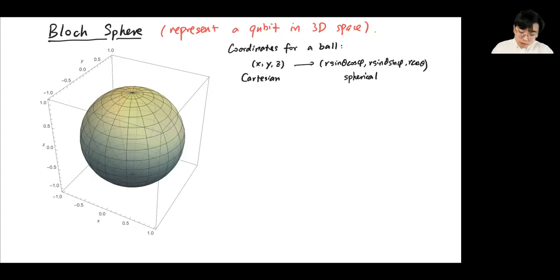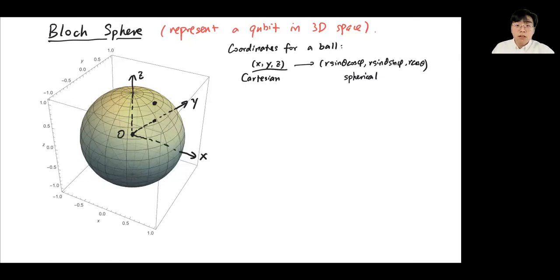If we annotate this ball with the Cartesian coordinates, then we can see this is the origin. And we have the x-axis pointing to the right. We have the y-axis pointing inwards. And we have the z-axis pointing upwards. So any point on the ball, for example, on the surface of the ball, can be represented by its coordinates x, y, and z.